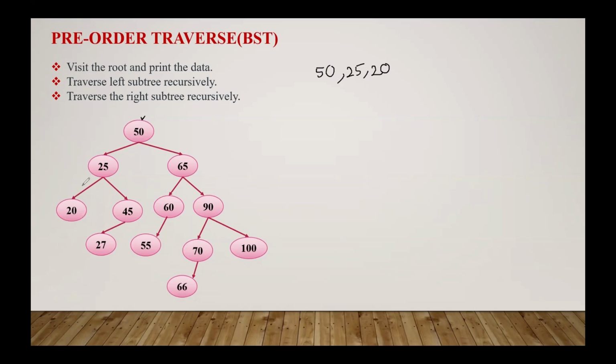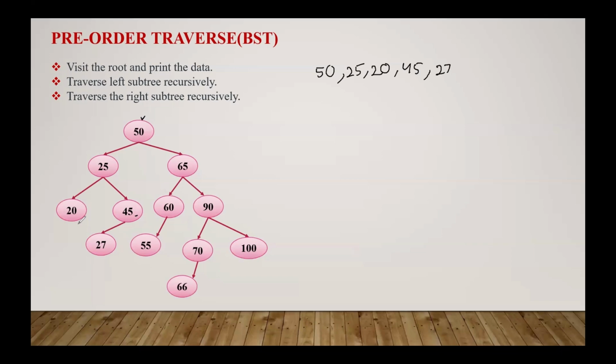After 20, there is no left subtree. So for 25, what happened? The left subtree is already completed. Then we have to move to the right. Right means 45, 27. First visit the root. Visiting the root means 45 is the root. So we have to write down 45. Once the root is visited, then we go to the left. Left means 27. 27 itself is a root or not? So we write down 27. There is no left subtree as well as no right subtree. So for 25, this subtree is over.